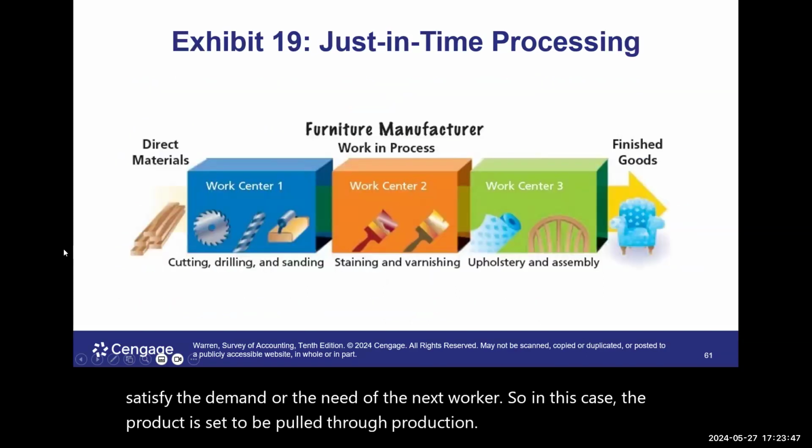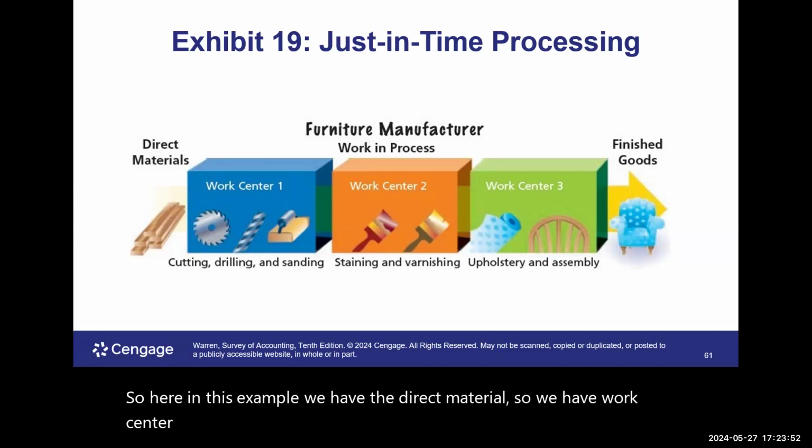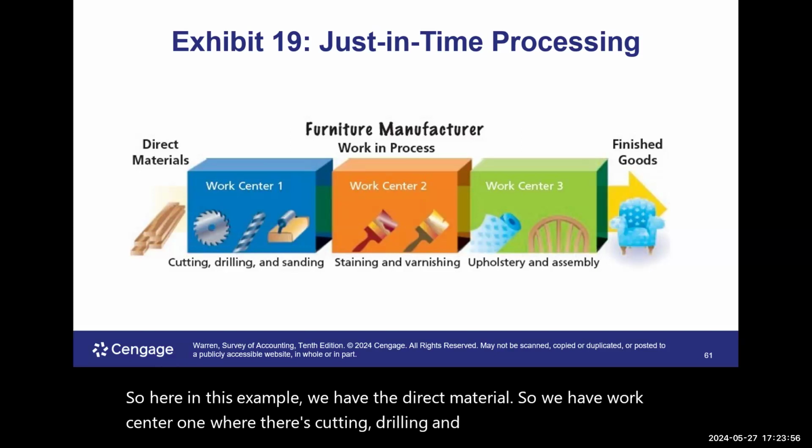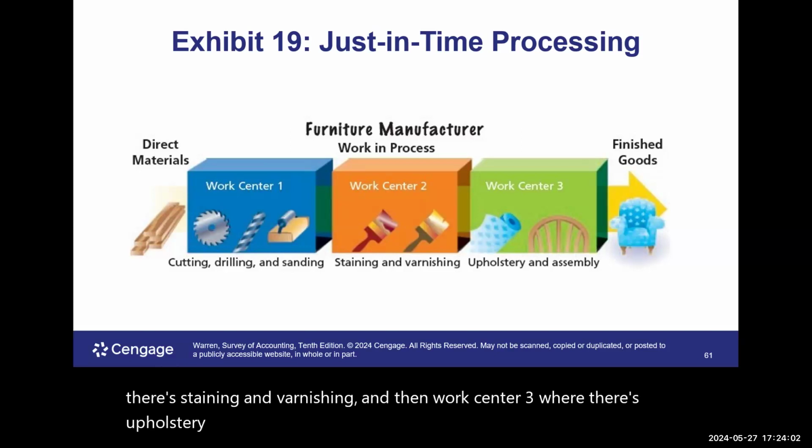So here in this example, we have the direct material. So we have work center 1, where there's cutting, drilling, and sanding. Work center 2, where there's staining and varnishing. And then work center 3, where there's upholstery and assembly.